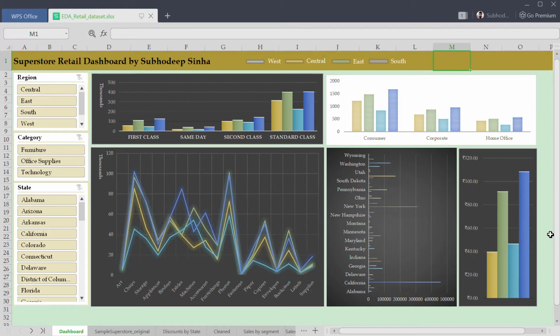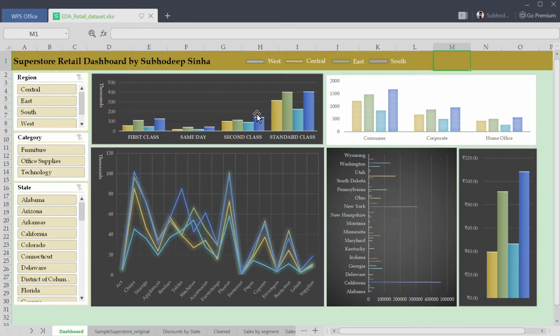So here is my dashboard, which consists of a total of 5 charts and 3 slicers. The region part I have made as a legend, and we will be generating according to the region.